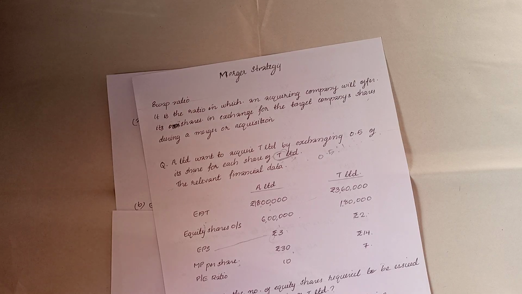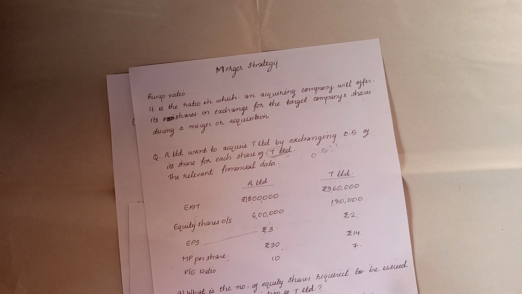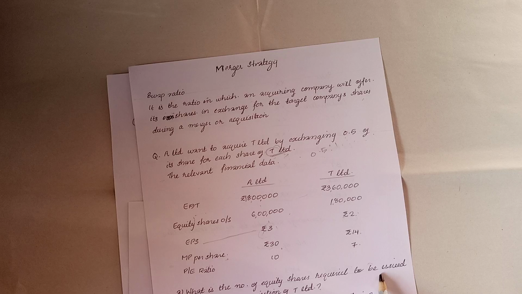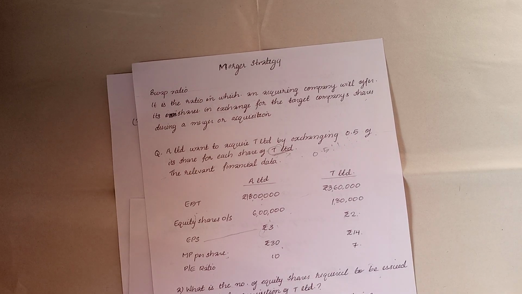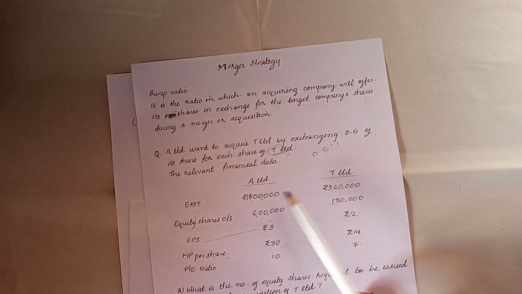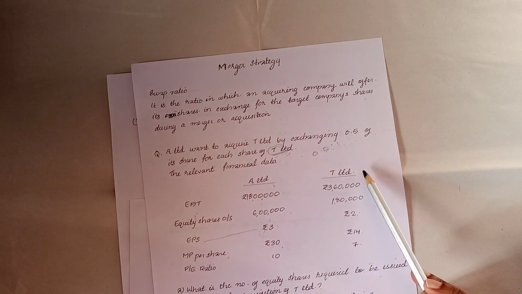So the question is, what is the number of equity shares required to be issued by A Limited for the acquisition of T Limited? This we already know: A Limited is the acquiring company and T Limited is the target company.